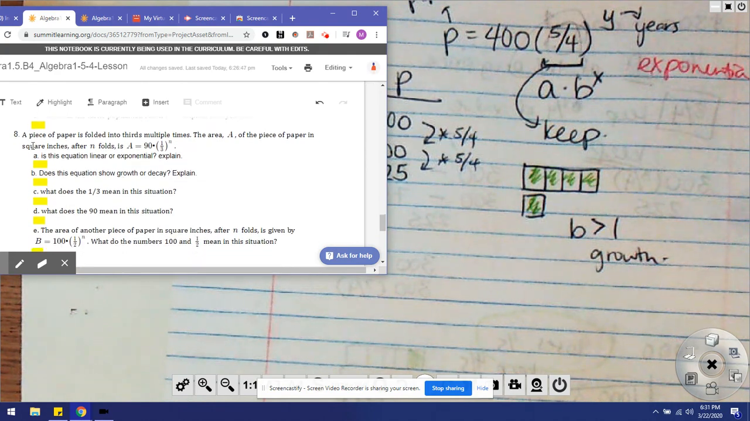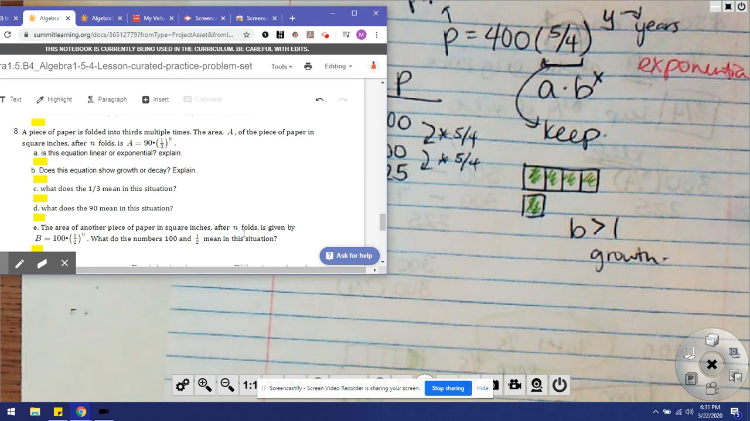For number 8, it says a piece of paper is folded into thirds multiple times. The area is given by A equals 90 times 1/3 to the n power. Is this equation linear or exponential? Does it show growth or decay? What does the 1/3 mean? What does the 90 mean? Go ahead and answer these questions on the side and then continue finishing out your problem set.